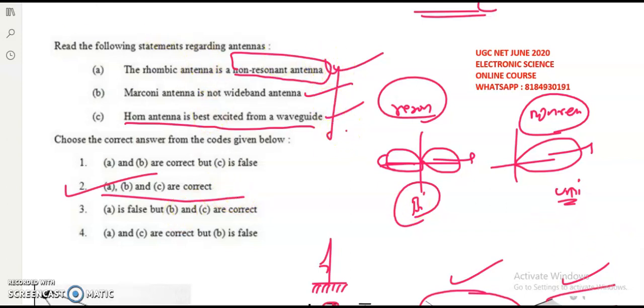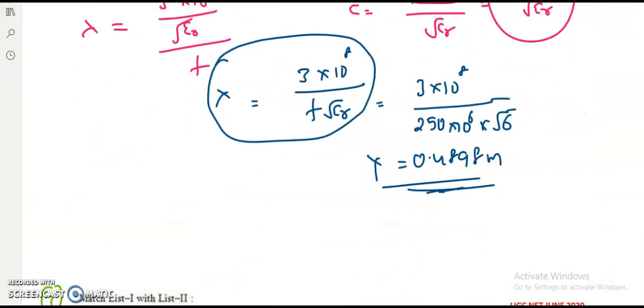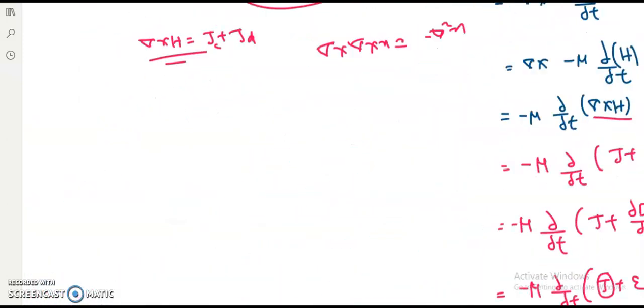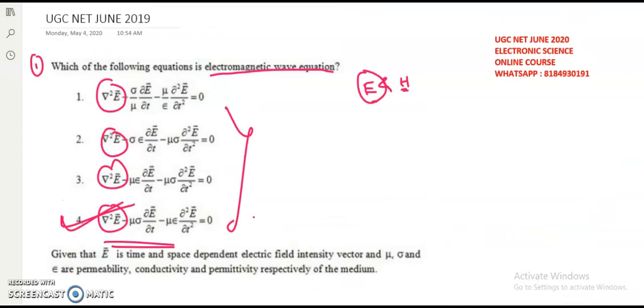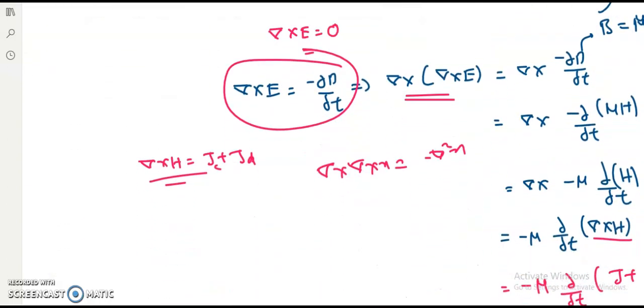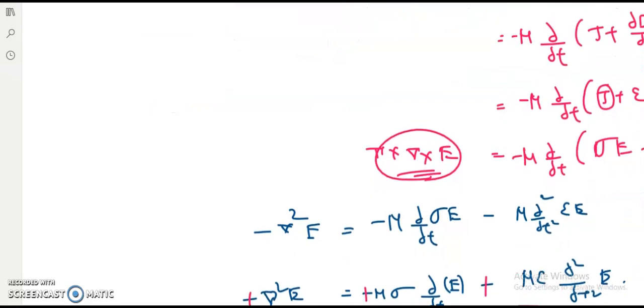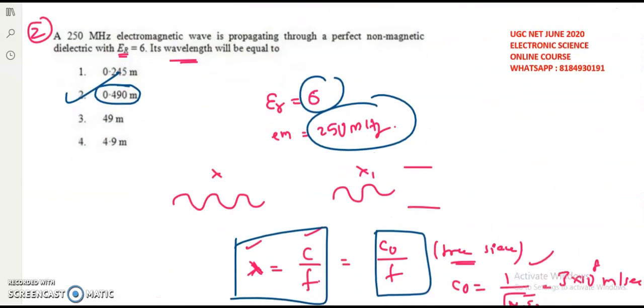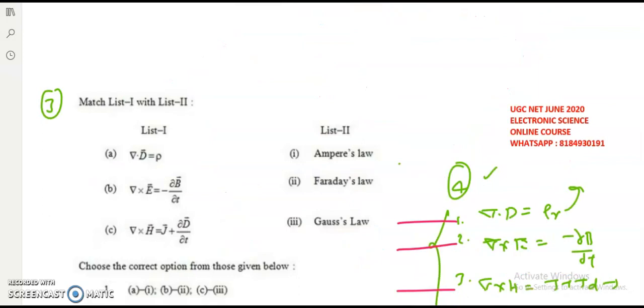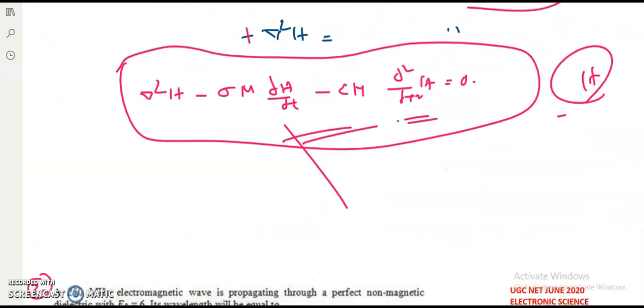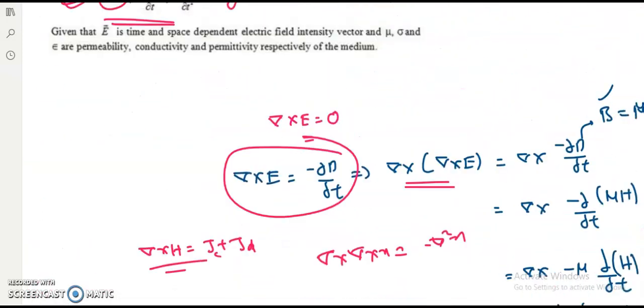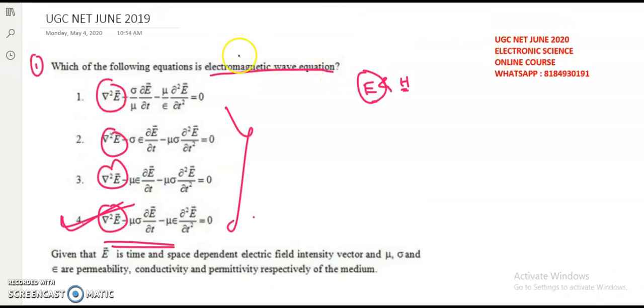So these are all the questions given in UGC NET June 2019 regarding electromagnetic waves, microwaves and antennas. By these questions, you can understand that there is no need to go in depth about the subject. Just go through the main formulas and the basic concepts. Then you can answer the questions from electromagnetic waves and transmission lines. Thank you.